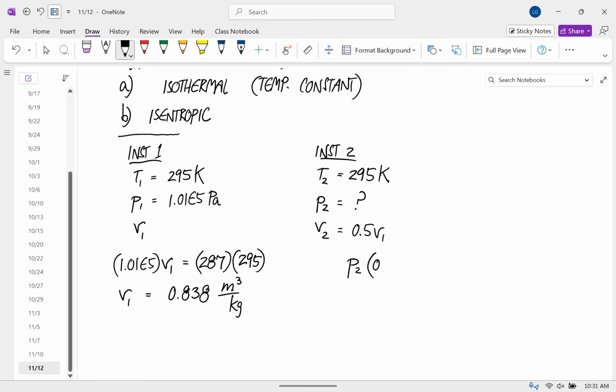So 0.419 is equal to 287 times 295. And so P2 is equal to 2.02 times 10 to the fifth pascals.